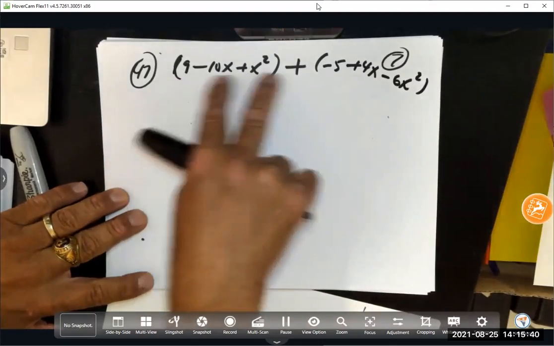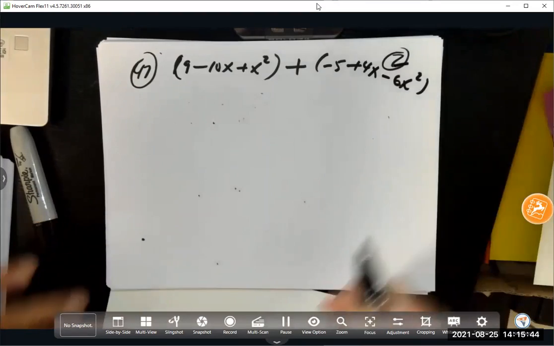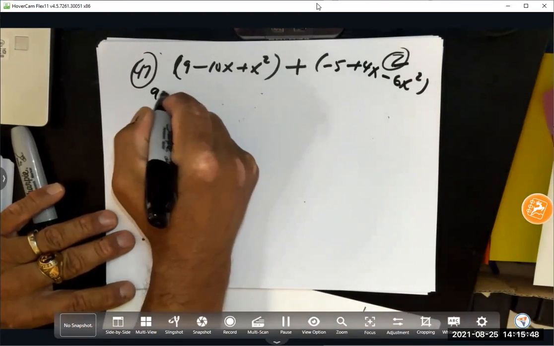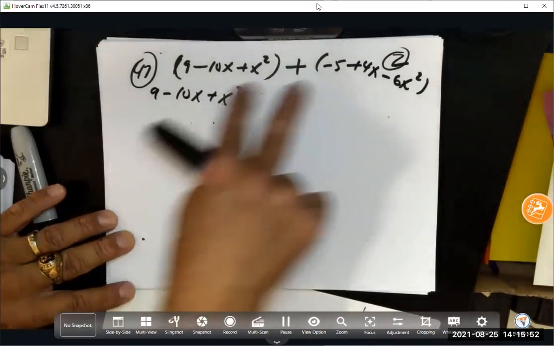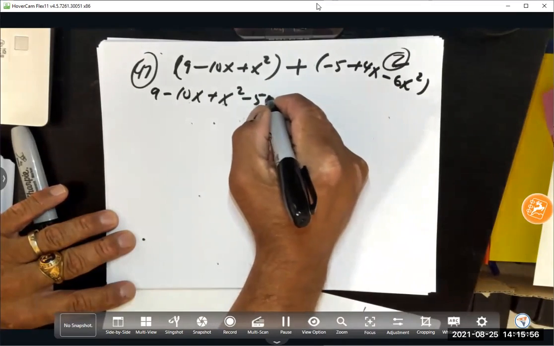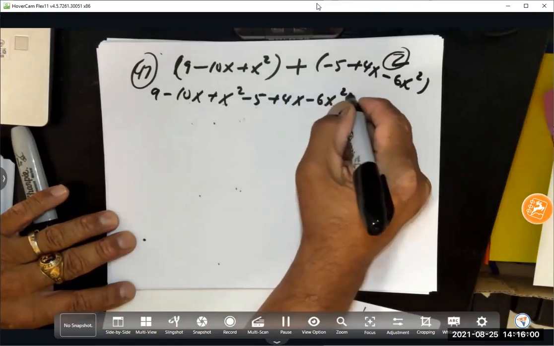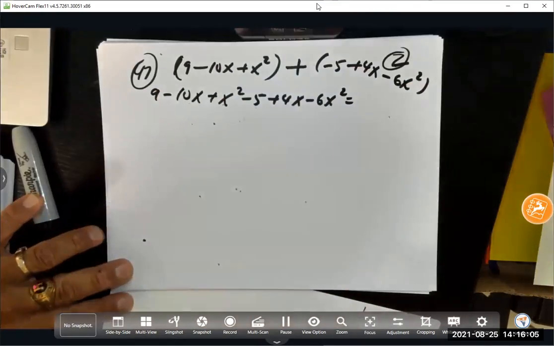So this one, add this one right here. What I'm going to do is just rewrite it. 9 minus 10x plus x squared, copy it, plus all these, I'm just going to copy it. Minus 5 plus 4x minus 6x squared. So I just did this plus, copy this. Okay, so I have 47.